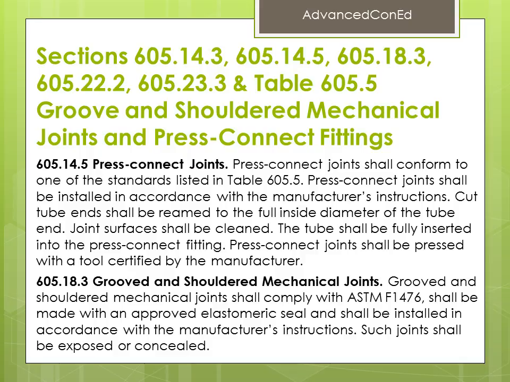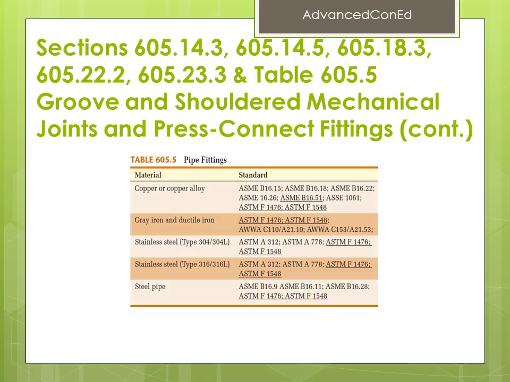605.18.3 Grooved and shouldered mechanical joints. Grooved and shouldered mechanical joints shall comply with ASTM F1476, shall be made with an approved elastomeric seal, and shall be installed in accordance with manufacturer's instructions. Such joints shall be exposed or concealed. Sections 605.14.3, 605.14.5, 605.18.3, 605.22.2, 605.23.3, and Table 605.5. Groove and shouldered mechanical joints and press connect fittings, continued.